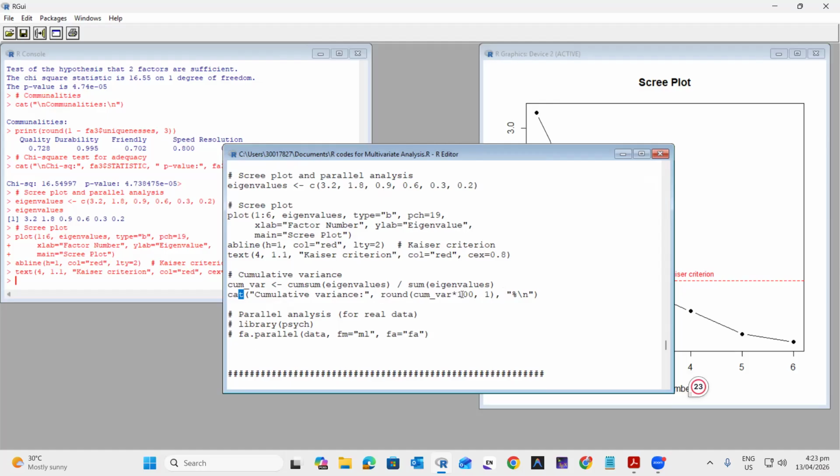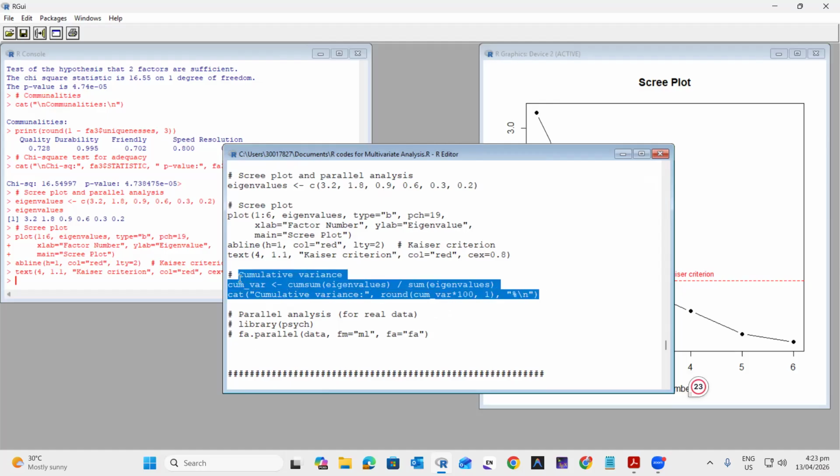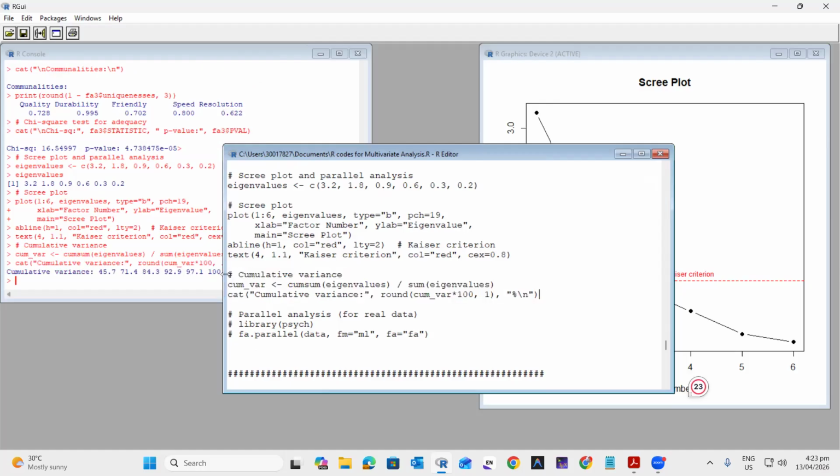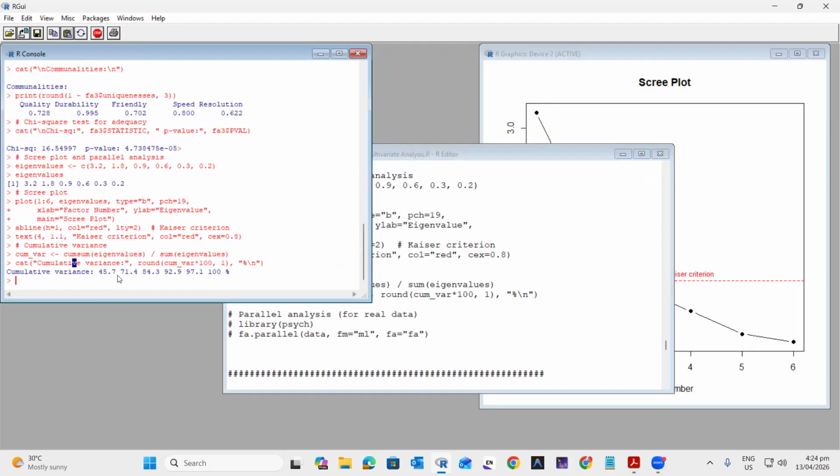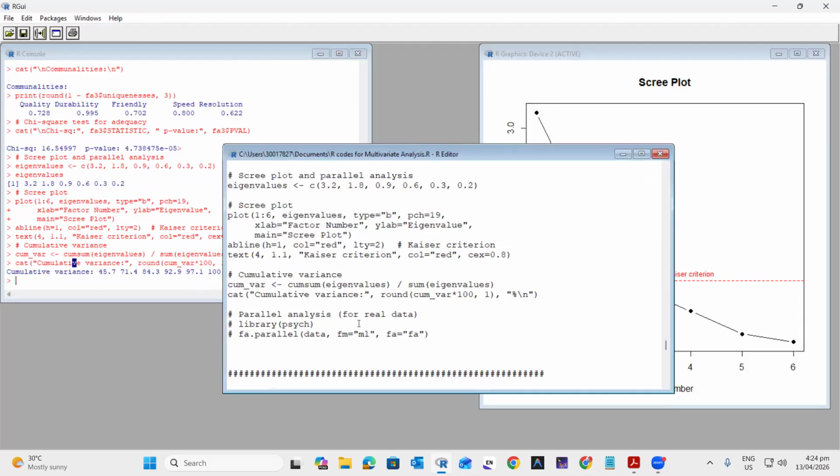First we are going to convert it to percentage and round to one decimal place. All right, so we will check what the output is here for the cumulative variance. That is 45.7, 71.4, 84.3, 92.9, 97.1, and 100%. All right.